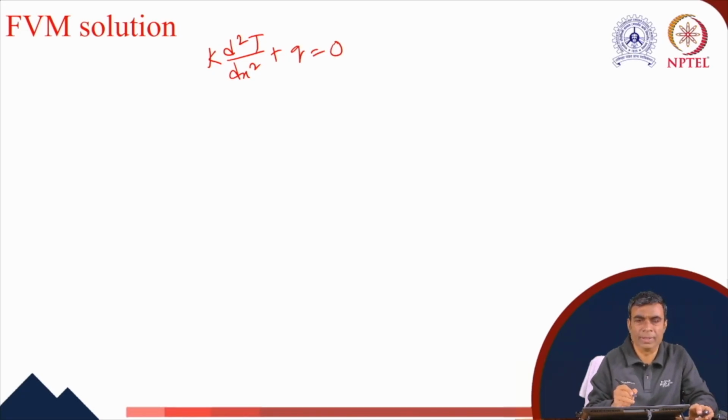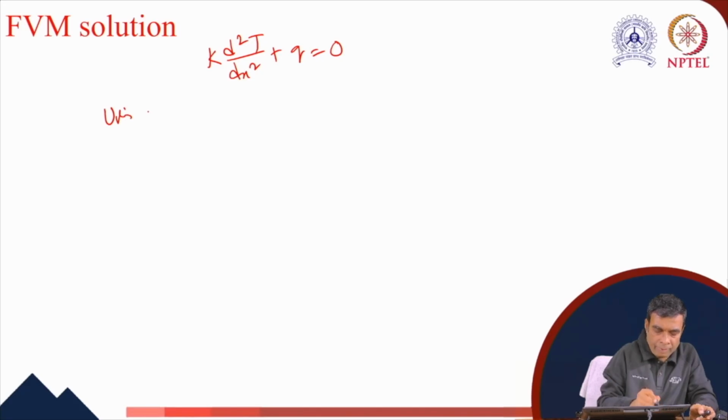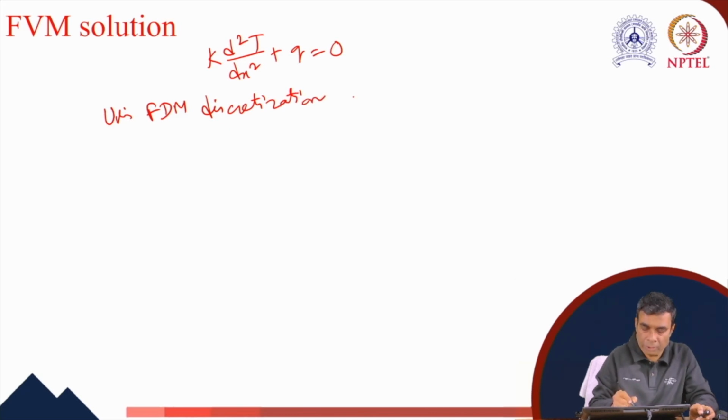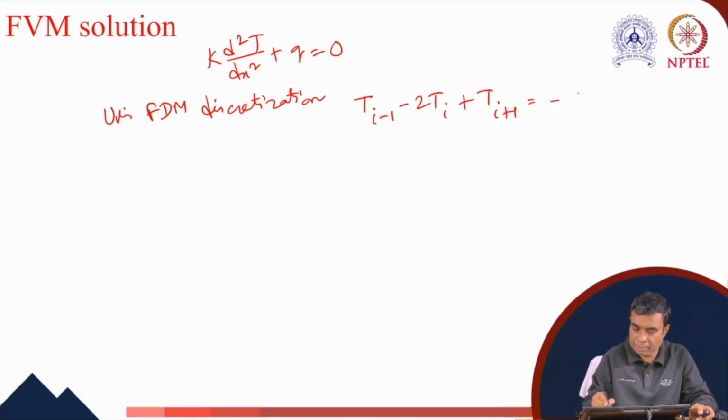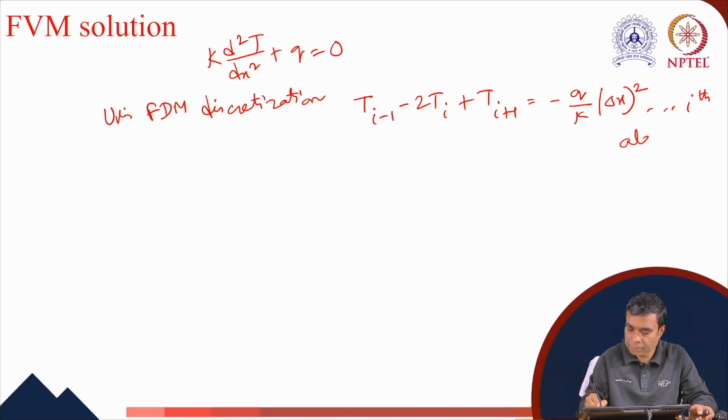When we discretized this equation by using finite difference method, our discretized equation was like using FDM discretization. We got it like T(i-1) minus 2Ti plus T(i+1) equals to minus Q by K into delta x whole square. This is the ith algebraic equation.